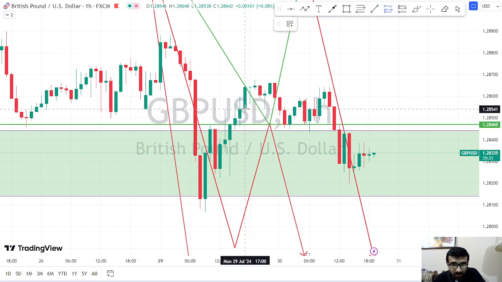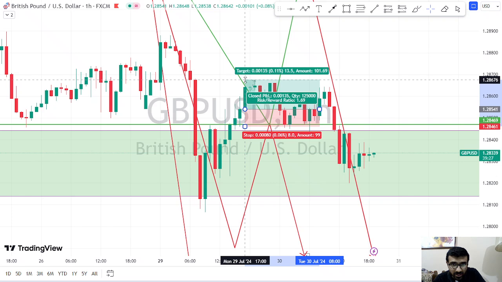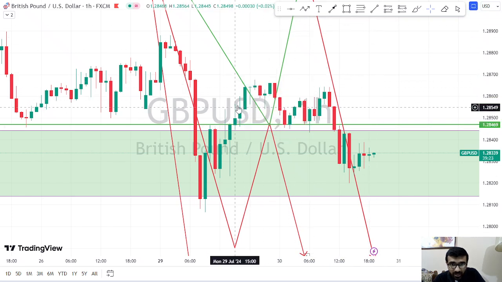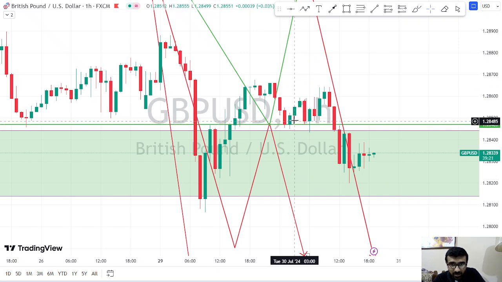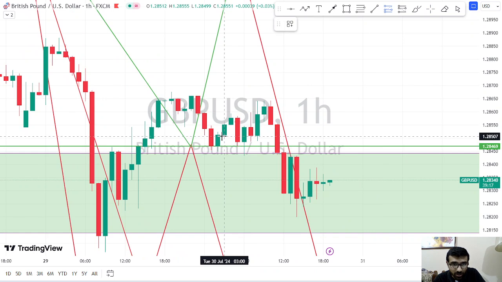Then again over here, market gave us an opportunity to buy. Our stop loss will be just below this previous candle, and our take profit will be over here, giving us a 1.6% profit. And then market tested our major support over here and closed above. So from here as well, we could take a good buying position.